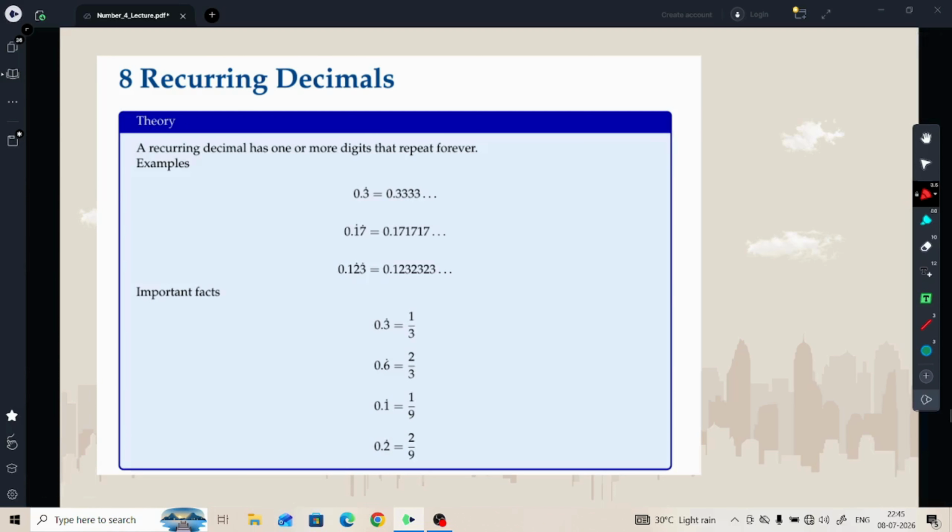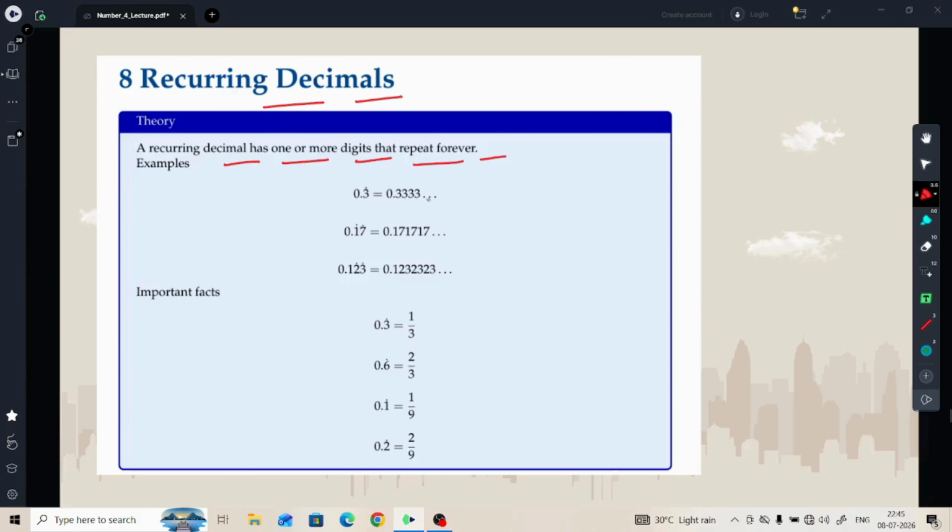Okay, now the next and last topic is basically about the recurring decimal. As I told you, a recurring decimal has one or more digits that repeat forever. Recurring or terminating were two kinds of decimals that we talked about. Recurring is the one which is getting repeated forever.